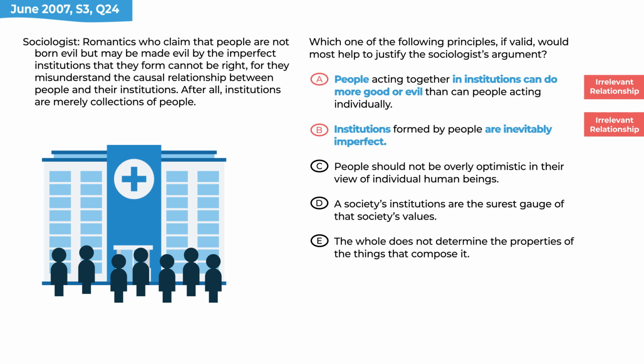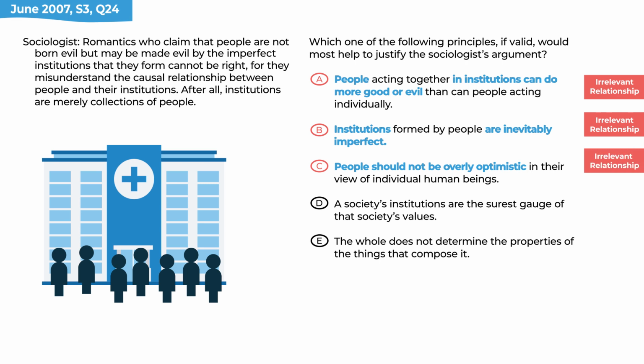Answer choice C says that people should not be overly optimistic in their view of individual human beings. Well, whether or not people should be overly optimistic doesn't really tell us about the relationship between people and the institutions that they form. So this is going to be another irrelevant relationship.